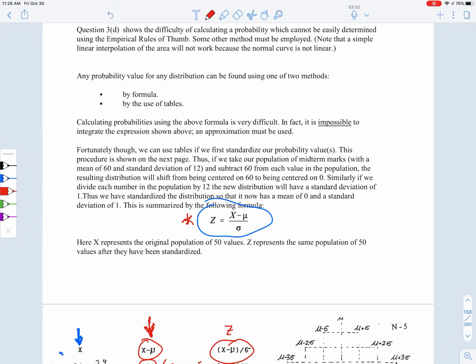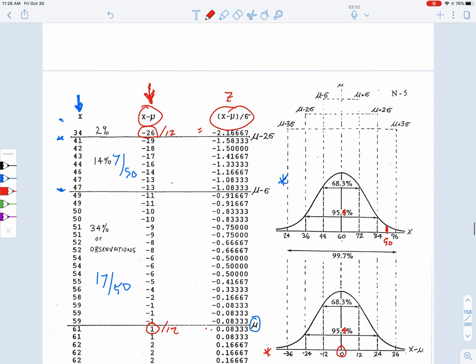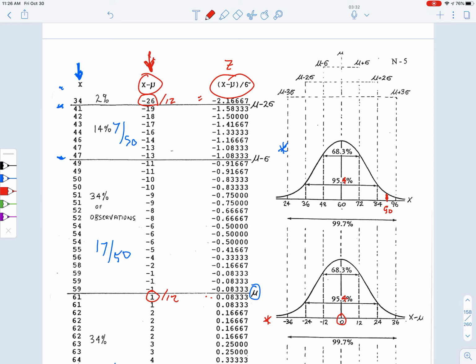Now, the important thing to know is that when we're calculating probabilities, of course we're not going to do that for every value in the population. We're not even going to do that with every one of the 50 numbers here. Well, I have done that to show you how the thing works, but practically you would only focus in on the ones that you're interested in.